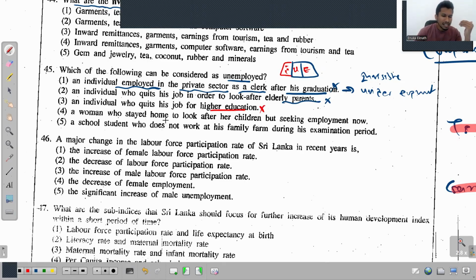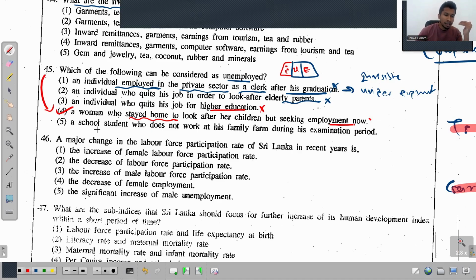A woman who stays home to look after her children but seeking employment now. See that now the person is willing to work for a certain economic benefit, but for the time being she is staying home to look after the children. Hence, this person is a part of labor force and right now she doesn't have a job. Hence, she is unemployed. Right? She is unemployed. එතකොට මේක තමයි ගන්න වෙන answer එක. So for question 45, fourth one is the answer.